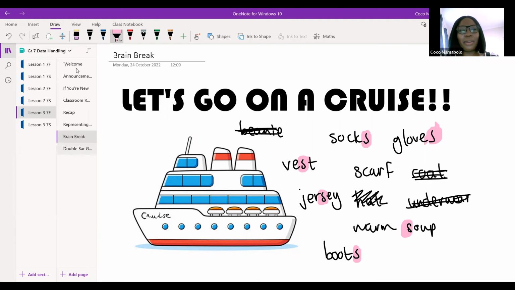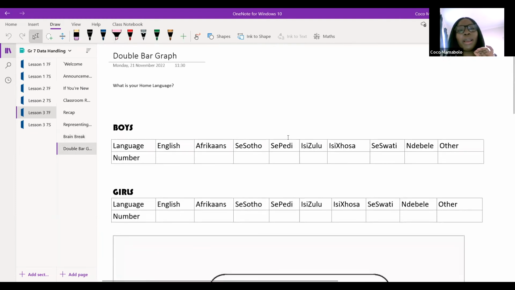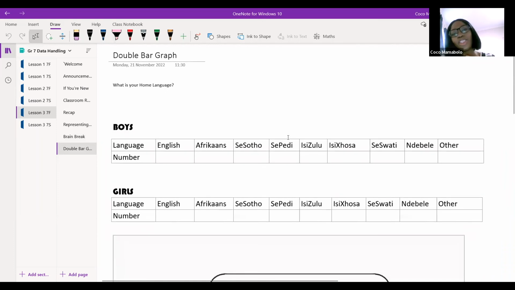All right, guys. Okay, we're going to learn about double bar graphs, but we're going to be very quick about this. I want my boys to answer in the chat first. Teacher Cat, there is a poll called Boys Language. If you could run that poll for me. Now, only if you are a boy. Please do not answer if you're a girl. Okay, if you're a boy, please answer for me.